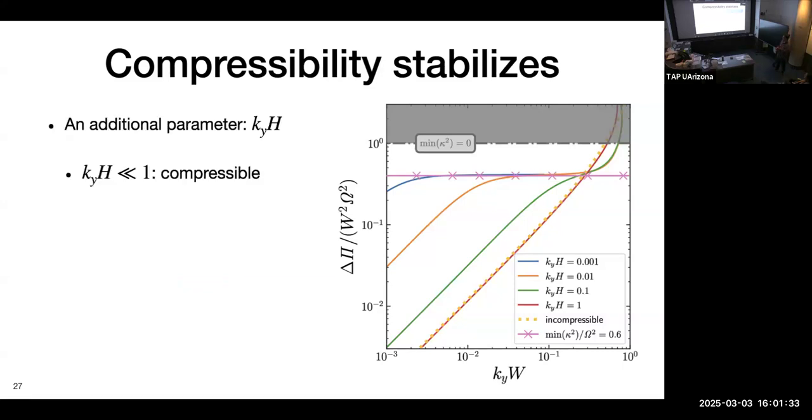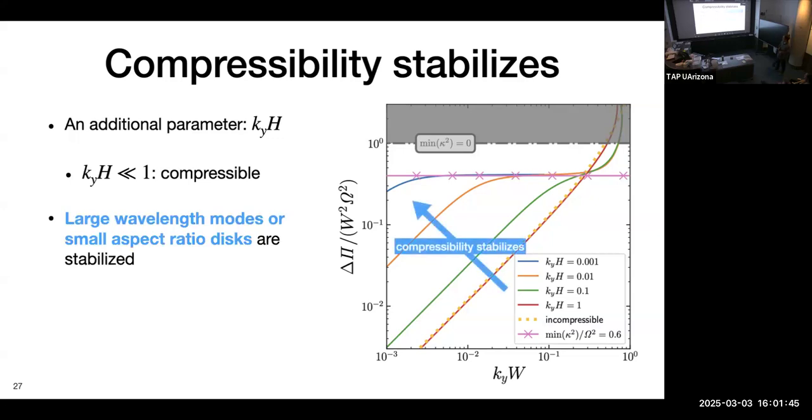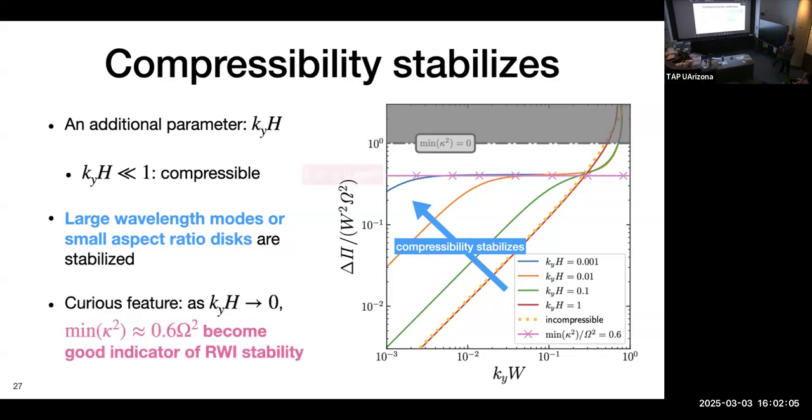Moving on to the compressible shearing sheet, you have an additional parameter KYH, which you can think of as a compressibility, where KYH less than 1 is compressible. I'm showing here RWI boundaries of different compressibility. As you can see, as you decrease KYH, the boundary moves up, meaning it becomes harder to trigger RWI. Another interesting insight is that as you decrease KYH, the RWI boundary approaches an asymptote, where the minimum of kappa squared is approximately equal to 0.6. So that becomes a good indicator of RWI stability.